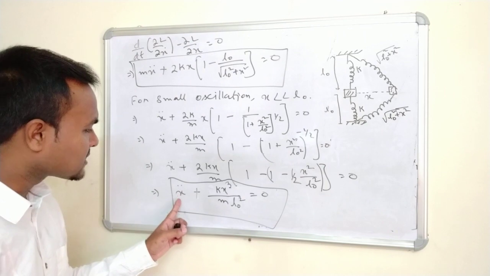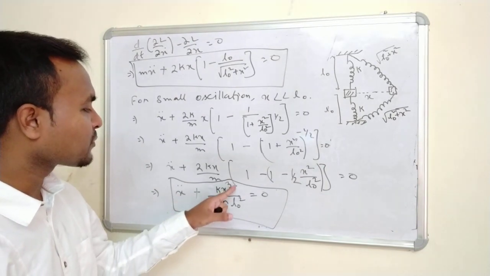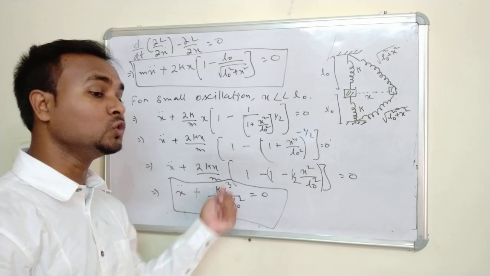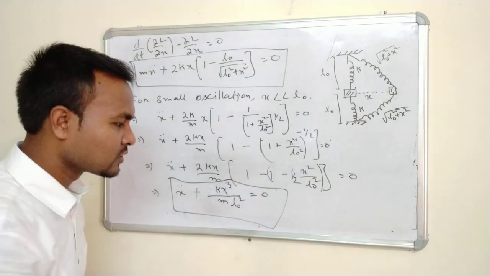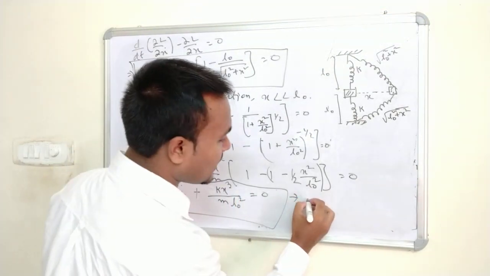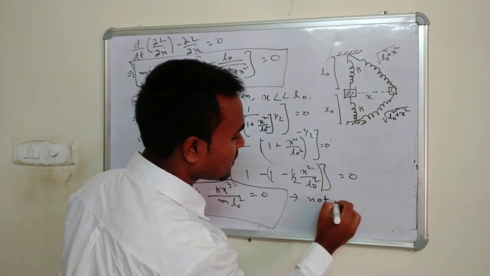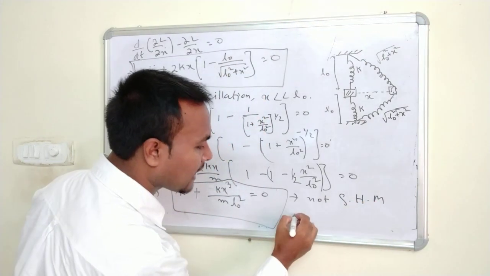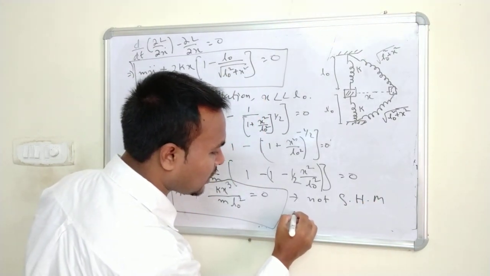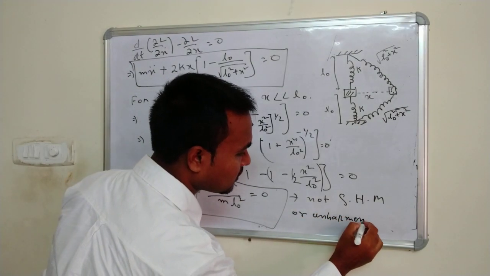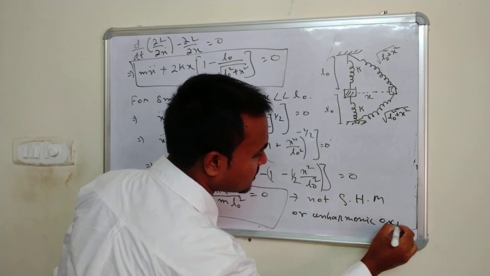See here, acceleration is not proportional to the negative displacement, it is proportional to what? Cube of displacement. So this is not a simple harmonic motion. So what we will say, this is not SHM. That means it is anharmonic motion, or anharmonic oscillation.